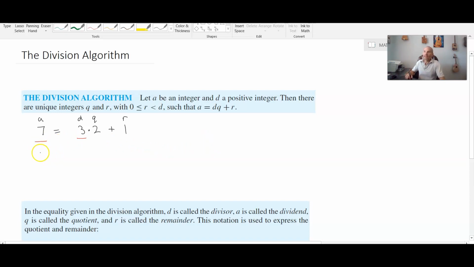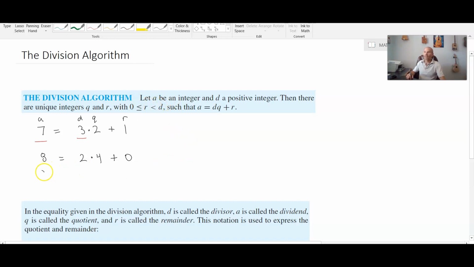Another example would be, say, 8. If A was 8 and D was 2, in this case we could extract exactly 4 copies of 2. We could subtract 2 from 8 a total of 4 times, and that would leave me with a remainder of 0, which again is a totally valid statement. We have to make sure that the remainder is somewhere between 0 and D minus 1. It can't be as big as D, it has to be less than D.